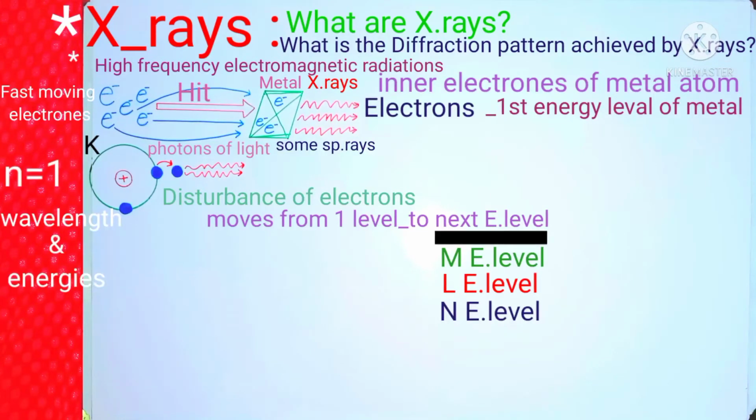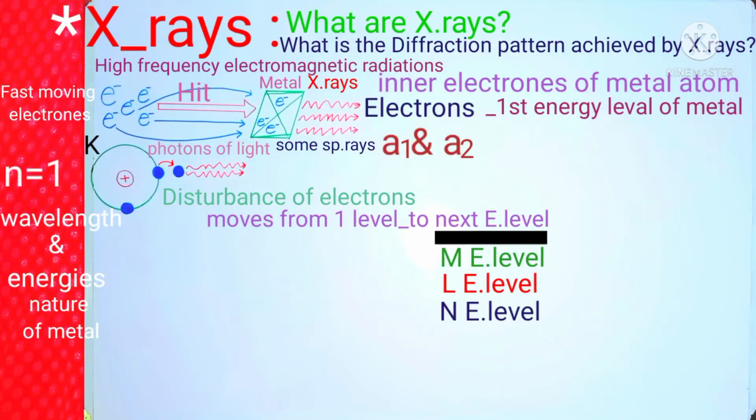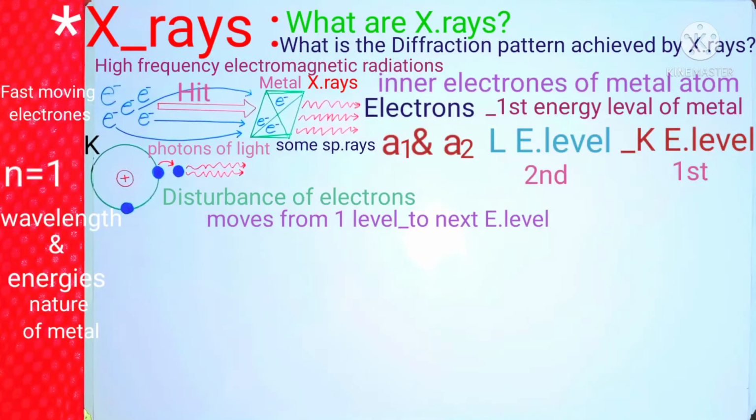The wavelength and energies of the X-rays depend upon the nature of the metal. Actually, alpha 1 and alpha 2 are the lines of the X-rays due to the jumping of electrons from the L energy level to the K energy level. L shows the second energy level, whereas K shows the first energy level, as shown in this diagram. We can also understand it with the help of a diagram.